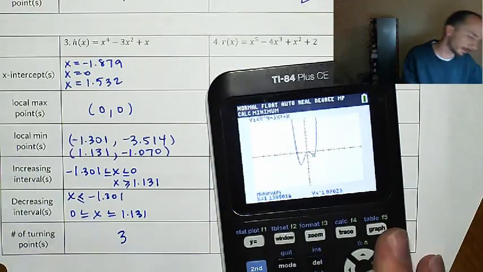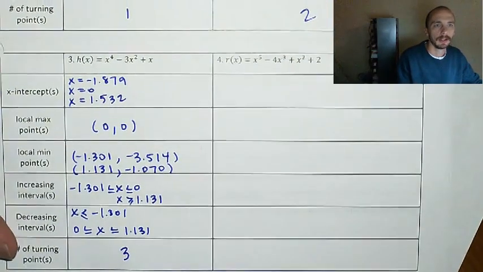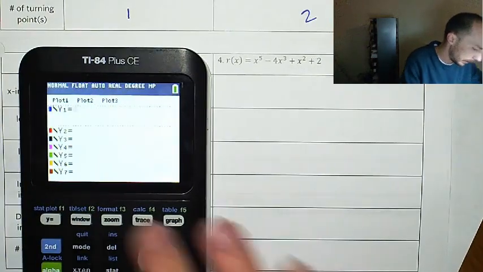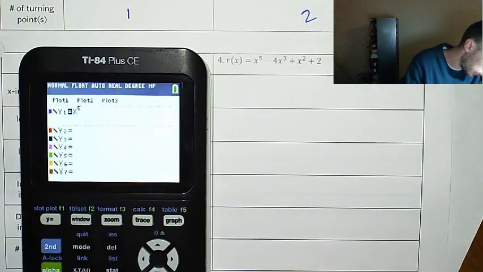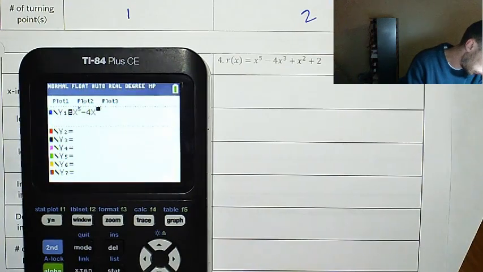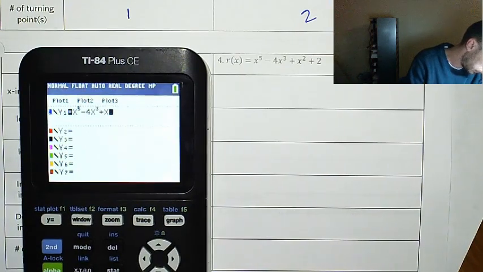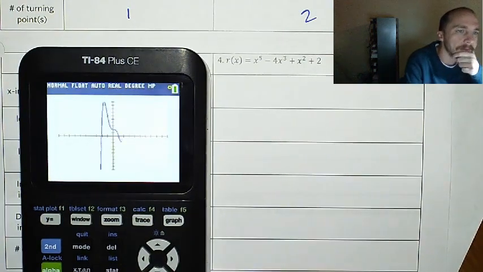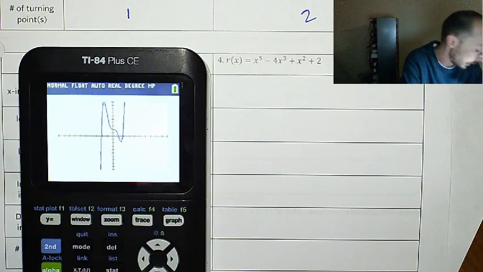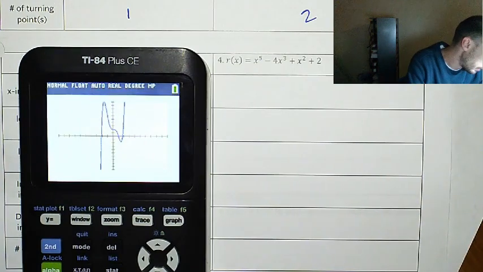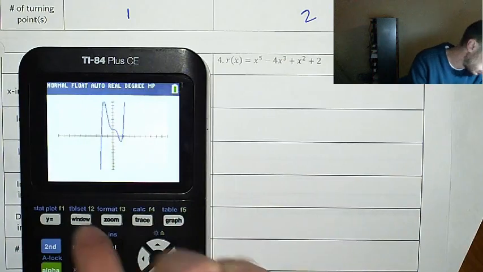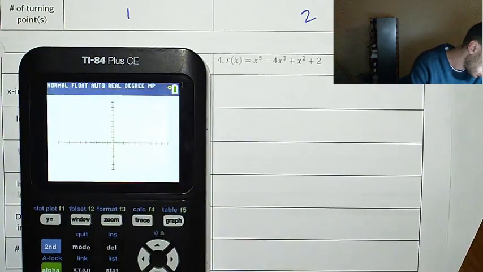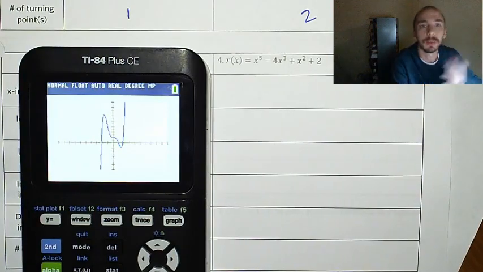And the last one, at least of these four, is going to be x to the 5 minus 4x to the 3 plus x to the 2 plus 2. Okay, this one looks like I'm going to have to adjust the window a little bit. I think the actual maximum is happening above 10, so I'm going to change that window to 15. And there we go. We're seeing everything we need to see.